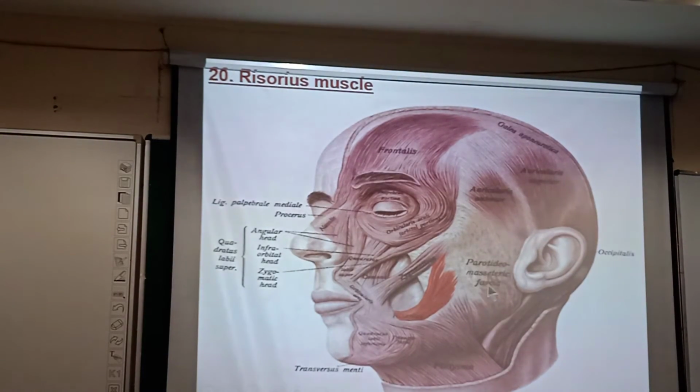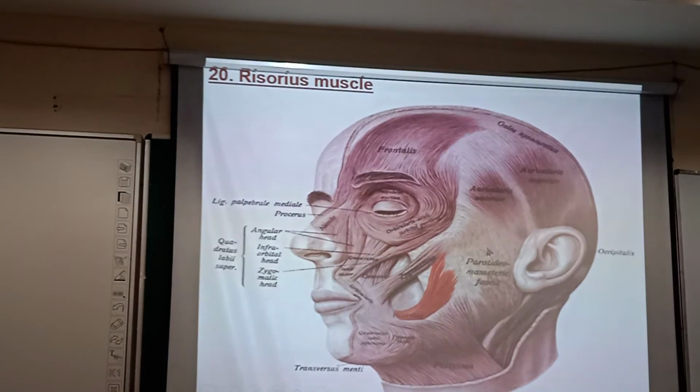Risorius. It takes its origin from the parotidomasseteric fossa, the only deep fossa in the face. Our face has no deep fossa, but it is present in the form of the parotidomasseteric fossa. From here it takes its origin and goes to the angle of mouth and orbicularis oris muscle. Risorius.